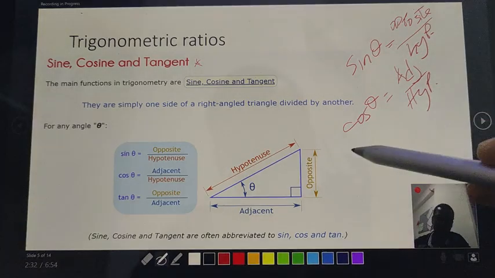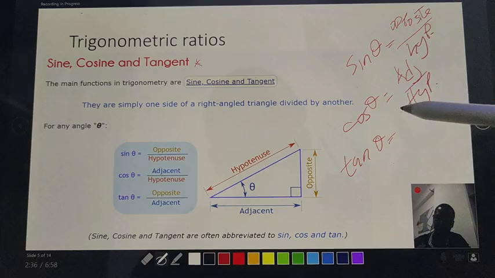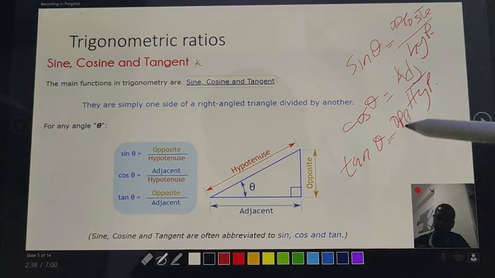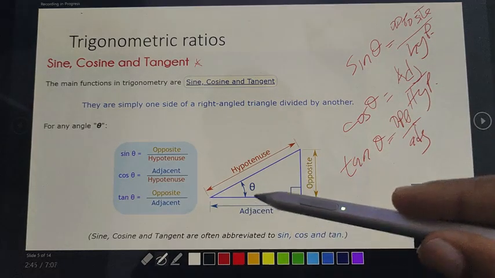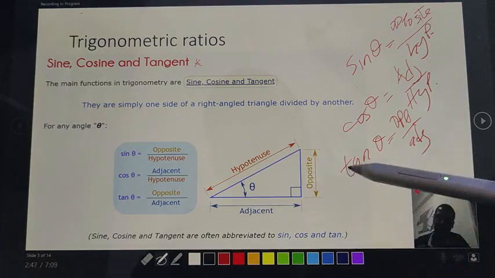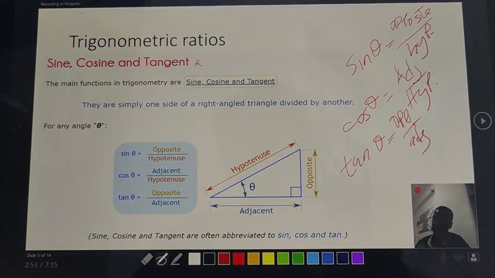And the last one is tan theta. Tan theta is the same as opposite over adjacent. If you divide this side and that side, it gives you that ratio, which is called a trigonometric ratio. I hope we are together reaching that far.